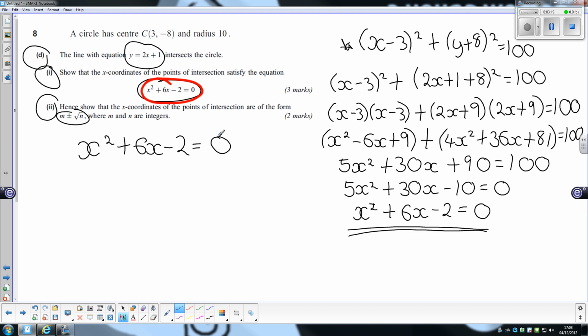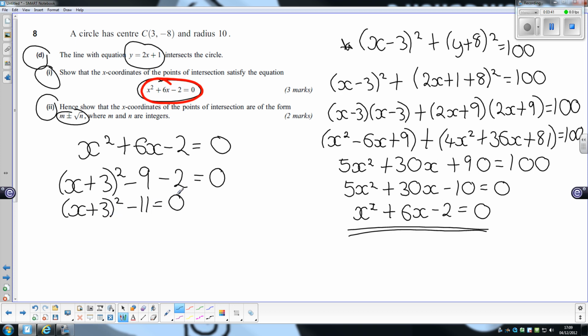If we complete the square, look at the first two terms. In your brackets, you'll have (x + 3)², and then you take away 3 squared, which is 9. Then you've got the minus 2 equals 0. So (x + 3)² - 11 = 0. If you were going to solve that now, then you need to try and rearrange it to get x on its own. So you first add 11 onto the right hand side. So (x + 3)² = 11.